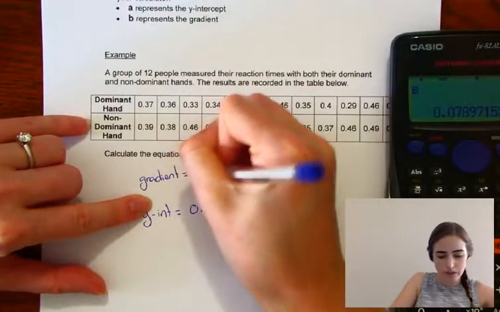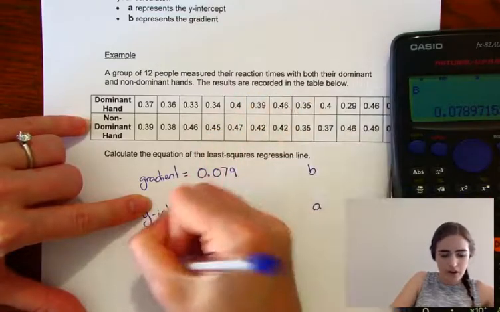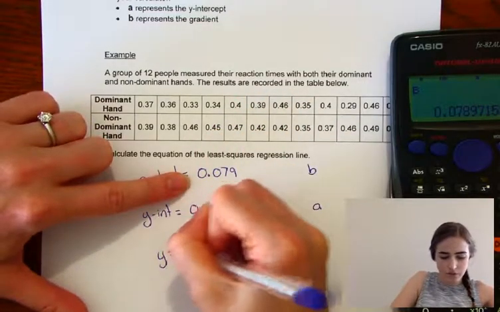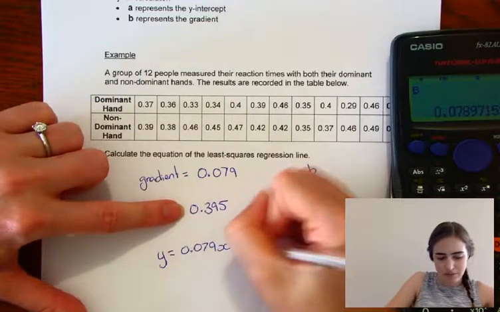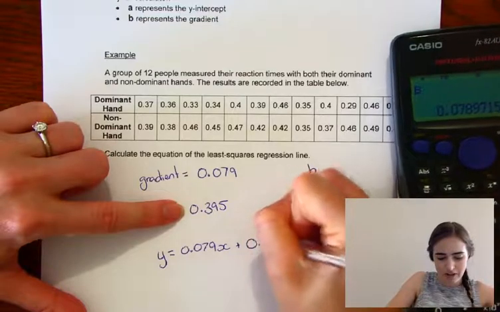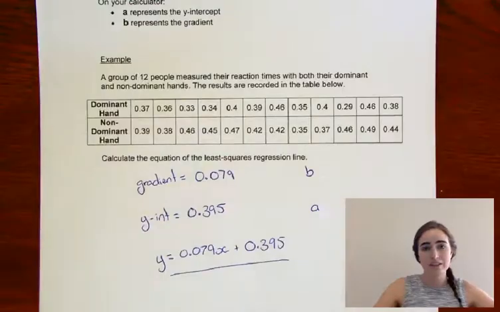So 0.079. So then our equation is going to be y equals the gradient, so 0.079x plus the y-intercept, so 0.395. And that there is the equation of the least squares line of best fit using the shortcuts on your calculator.